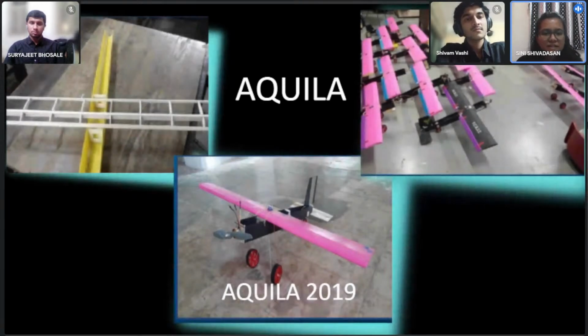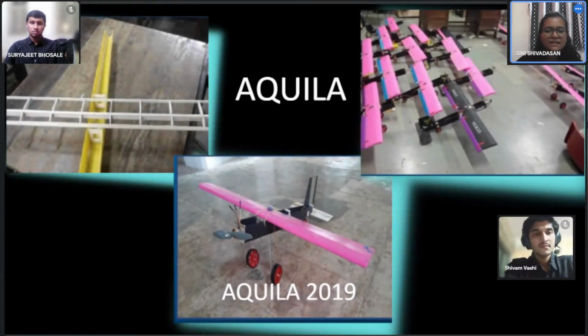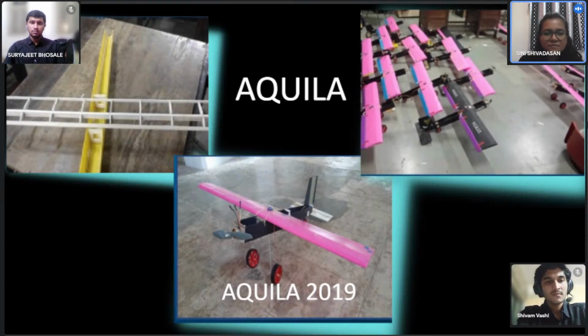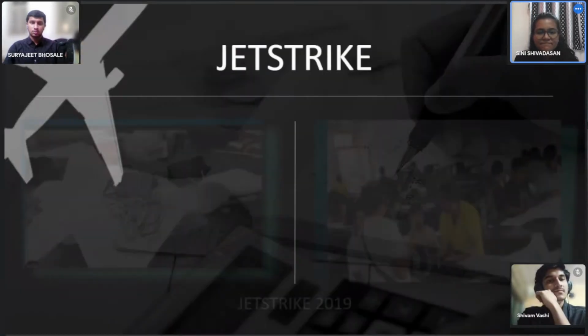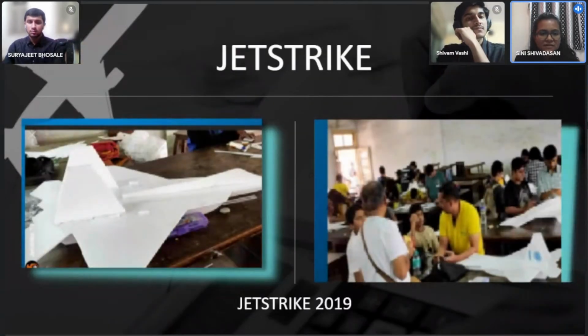So this is Akila. These are some of the photos that were clicked in Akila 2019. You can see the planes, and yeah. These are photos of the Jet Strike workshop.